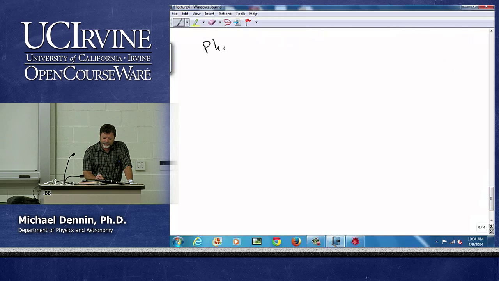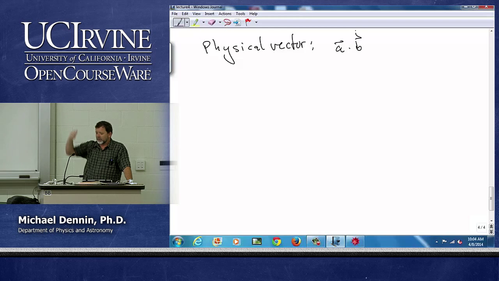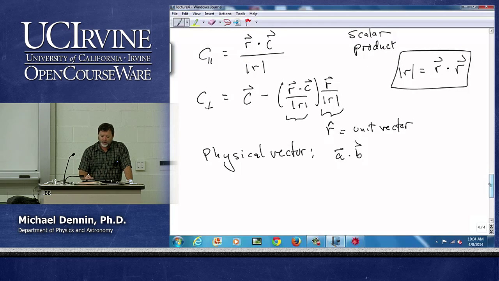So we just said for the physical vector, we have A dot B. And again, by the way, if I scroll up too soon, just let me know. We can leave some of that on the screen there. For the physical vector A dot B, we've defined everything so that we can know what the dot product is.